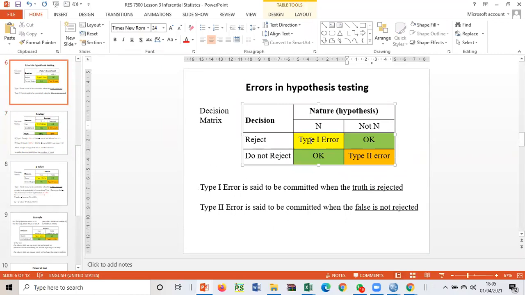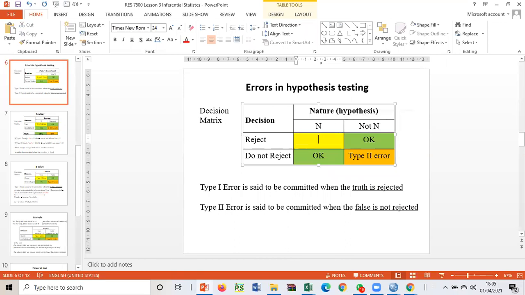Not normal. Reject. Actually, what are we doing here? Tell me, what are you doing here? Something is normal, but you're telling it's not, isn't it? Yes, there's an error, right? So you're committing an error, isn't it? Yes. How big an error are you committing?